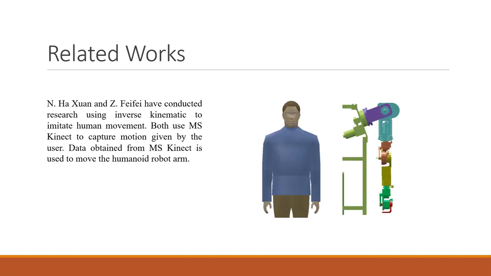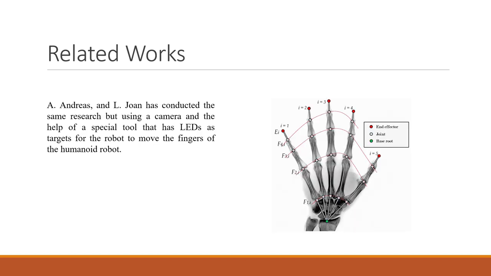There are several studies that have been done previously. First, from Mr. Haswan and Mr. Feifei, have conducted research using inverse kinematic to imitate human movement. Both use MSK to capture motion given by the user data. Data obtained from the MSK is used to move the humanoid robot arm. In this research, inverse kinematic will use the data to determine the angle value of the motor.